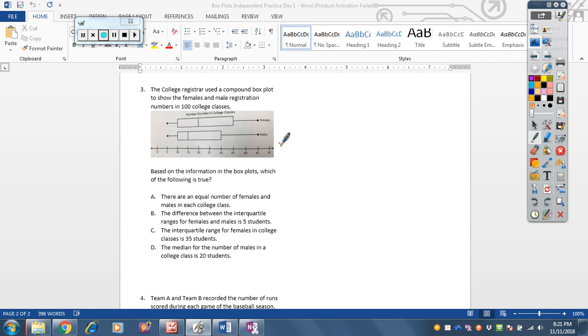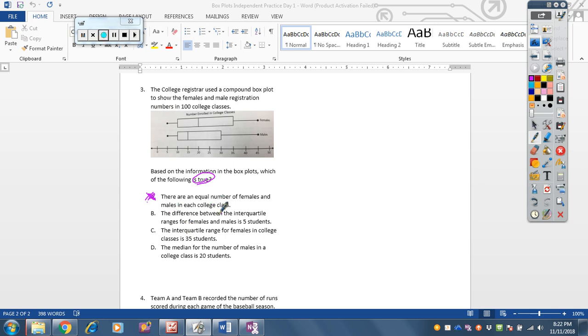Number 3 says the college registrar used a compound box plot to show the females and male registration numbers in 100 college classes. The registrar, fancy name, is the person that signs you up for classes. It's like our attendance clerk here at school, like Mrs. Bates. Based on the information in the box plots, which of the following is true? There are an equal number of males and females in each college class. Well, can you tell? No. You can't even tell if that's true.